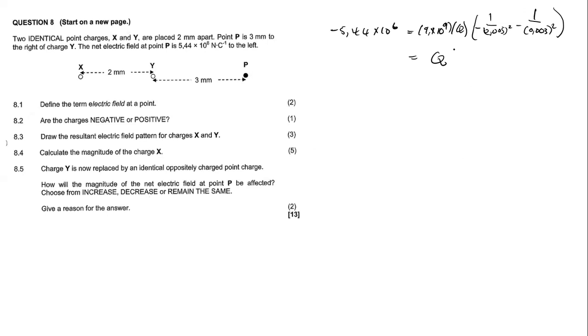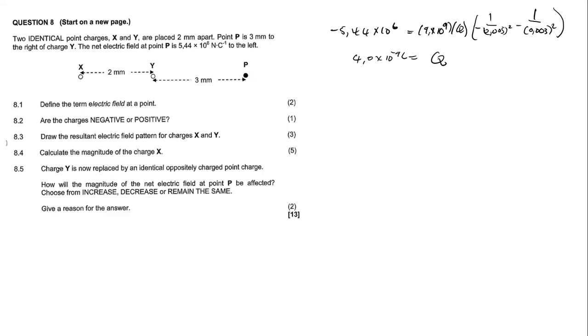And that answer I got, I'm going to press my AC, and I'm going to say negative 5.44 times 10 to the power 6, divide by the answer that I got before, and then I get my Q. Let's write it in scientific notation, and then my Q becomes 4 nanocoulomb, 4.0 times 10 to the power of -9 coulomb. So this is nanocoulomb. So I get my Q to be equal to this.